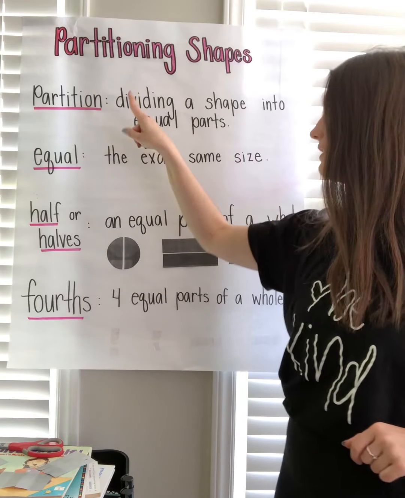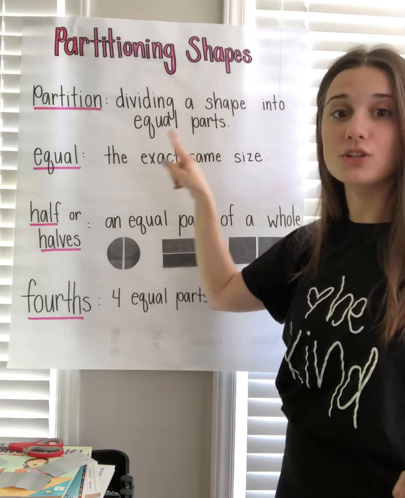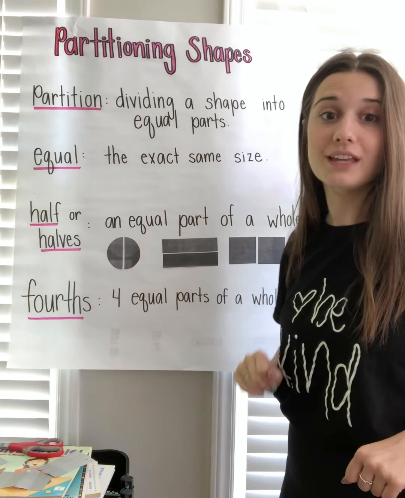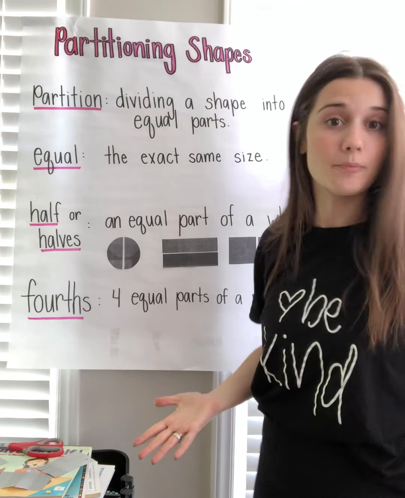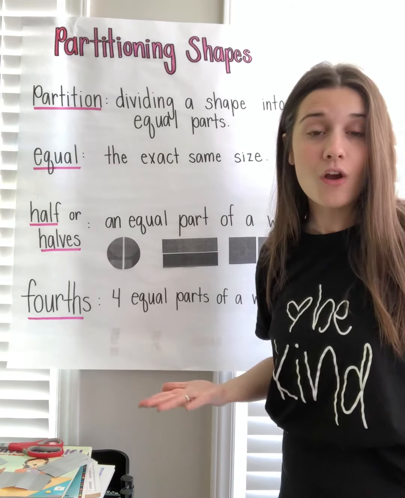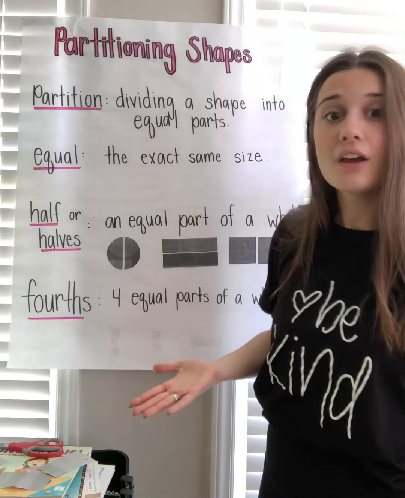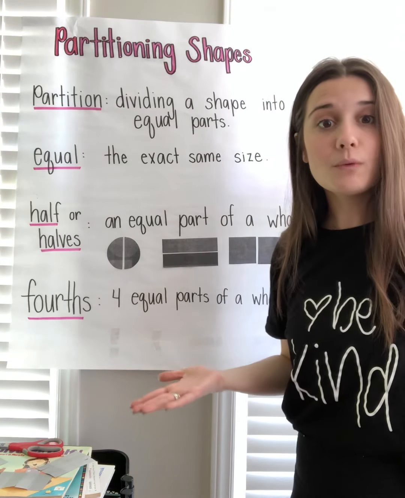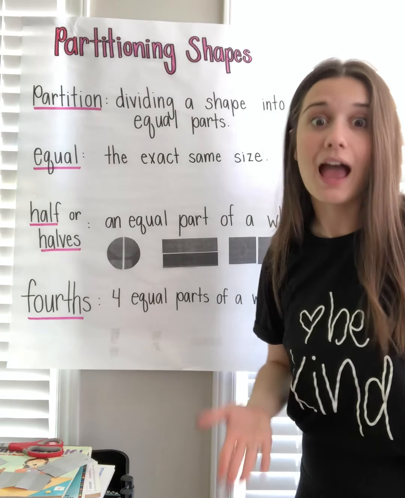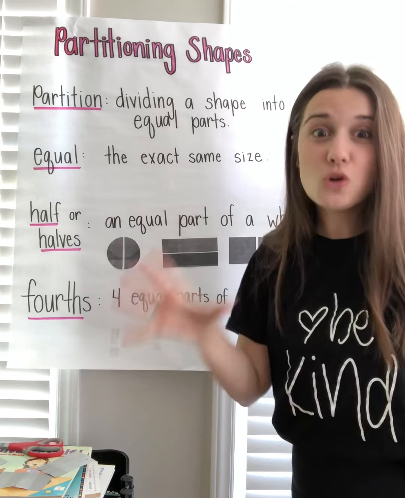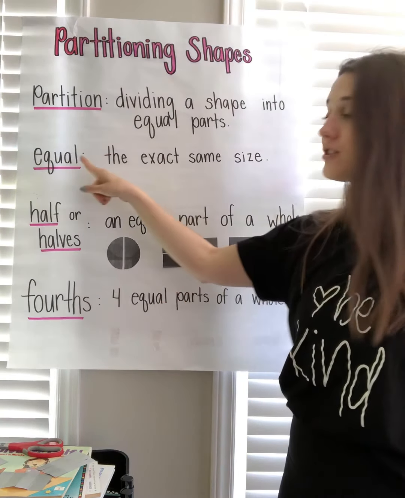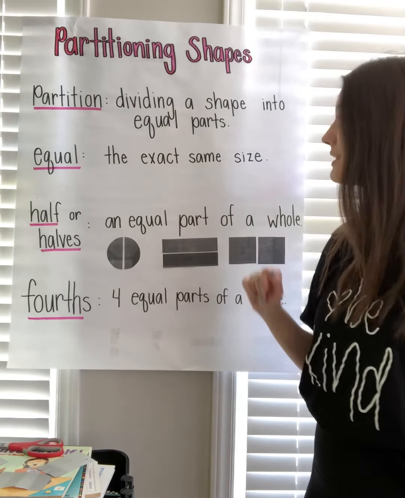So partition, dividing a shape into equal parts. And we know that equal is super, super important because if we had a customer coming into a bakery or a pizzeria or anywhere, or if we were sharing with a sibling or someone that we love, we would want to be able to have equal shares. I would be super upset if I got a really small piece of cookie when my sister got a huge piece of cookie.